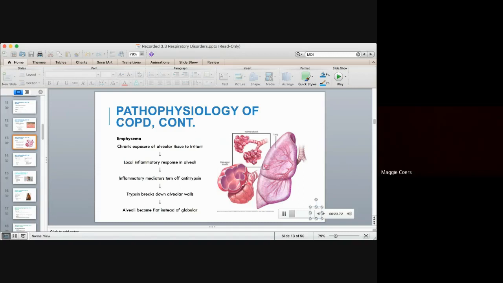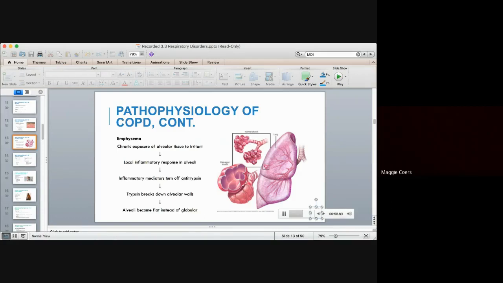So if we think about the alveoli in the box here, you can see where it says normal alveoli. These are constantly going through breakdown and building back up. They are constantly in flux. There are two proteins responsible for this: trypsin, which is the protein that breaks down, and antitrypsin, which stops the trypsin to keep the alveoli built back up. So when you have this inflammation in the alveoli, you basically stop the antitrypsin from working.